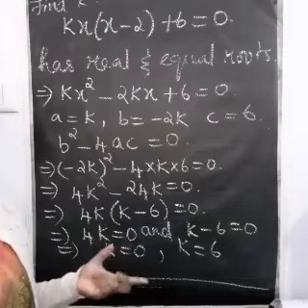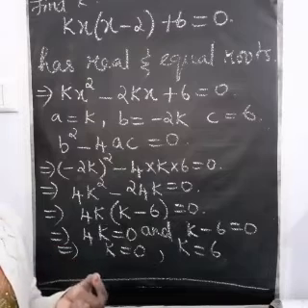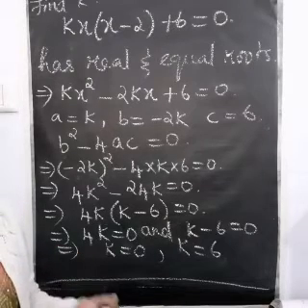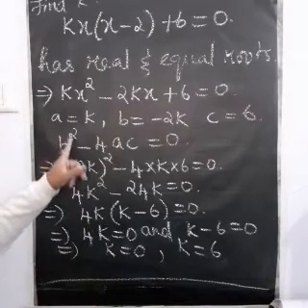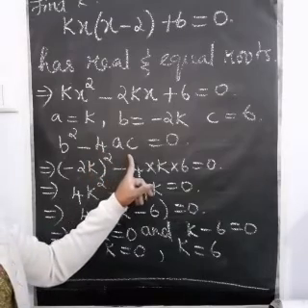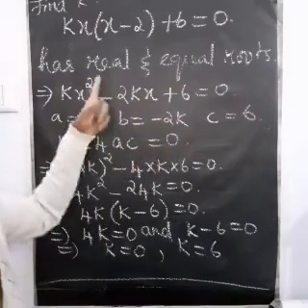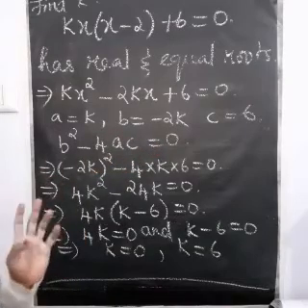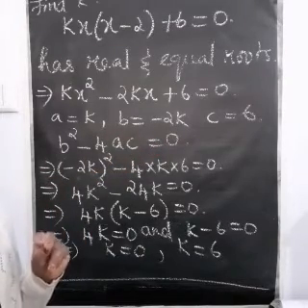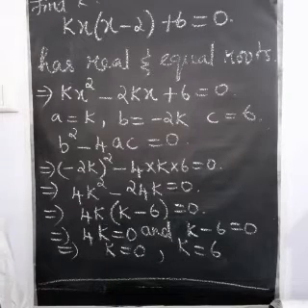Understand? Now if they ask you to find the nature of roots, nature means what type of roots. In that case, we have to use the small formula or the discriminant. The discriminant is b squared minus 4ac. Understand? So, if b squared minus 4ac is equal to 0, you have real and equal roots. If it is less than 0, it is having imaginary roots. And if it is greater than 0, you will have real and unequal roots. I hope you have understood the quadratic formula, children.